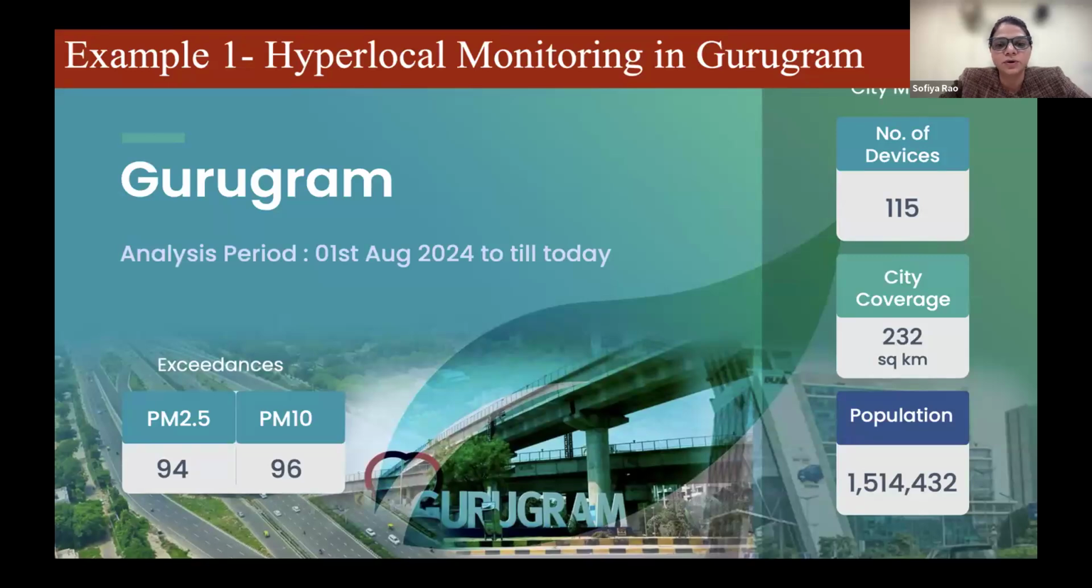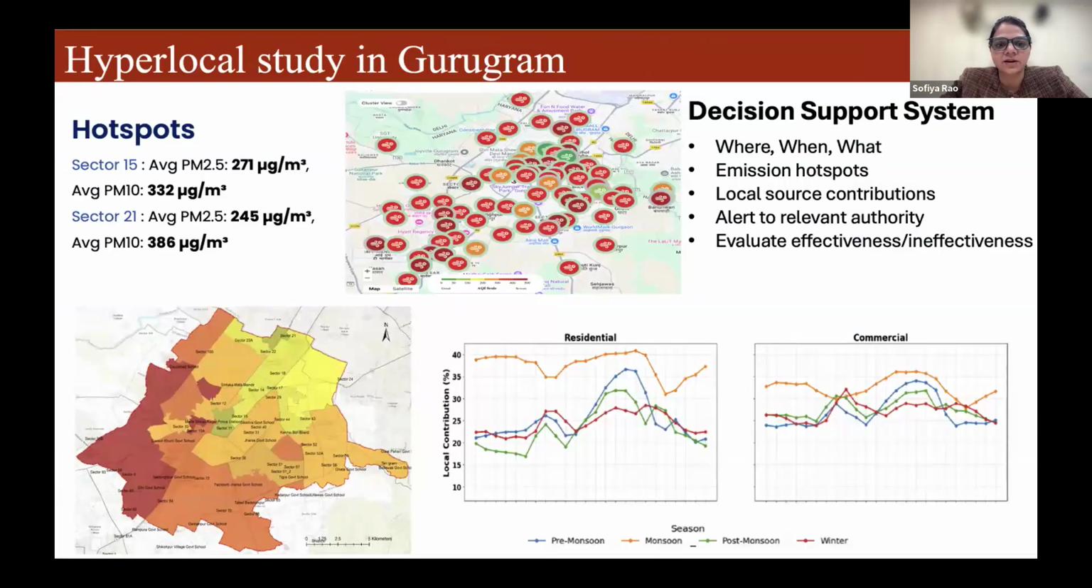So first of all, the Gurugram example. We have 115 low-cost sensors across Gurugram. As we know, in Delhi we have good information that there are 13 hotspots, but in Gurugram there is no such information available. So with the support of Gurugram Metro, GMDA and the State Pollution Control Board, and of course with the support of Google, we were able to set up a good sensor network across Gurugram.